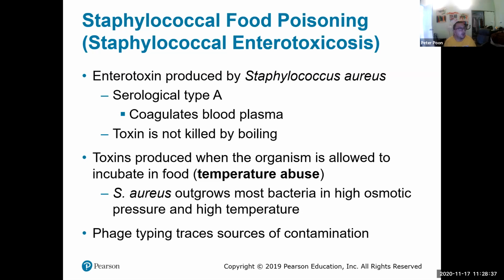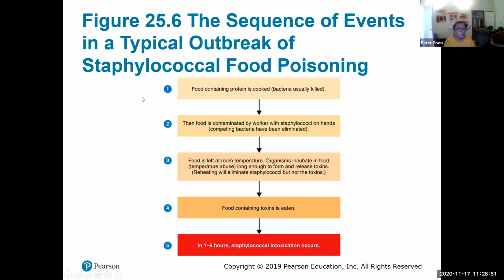Okay. Food poisoning. Toxins are produced when the organism is allowed to incubate in food. The Staph aureus outgrows most bacteria in high osmotic pressure and temperature. What happens is, okay, you take food, you cook it, you kill everything when you cook it, okay, but you leave it alone, right, or you touch it, okay, and you get staphylococcus on the hands.